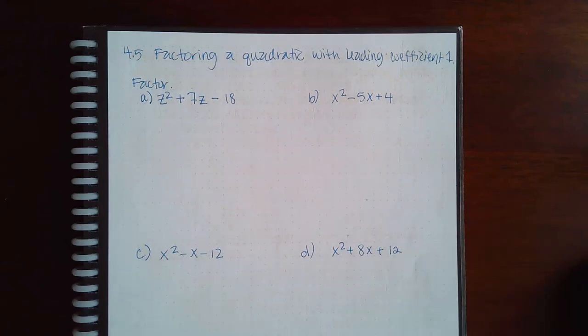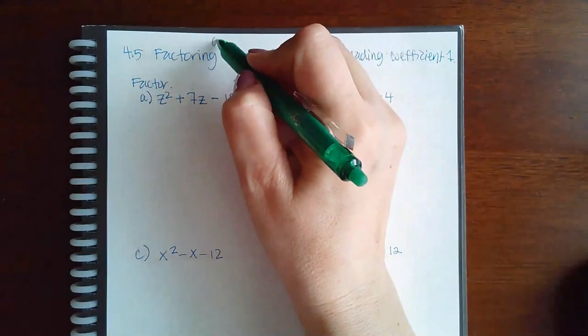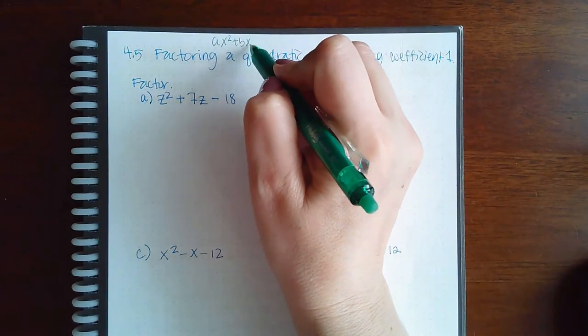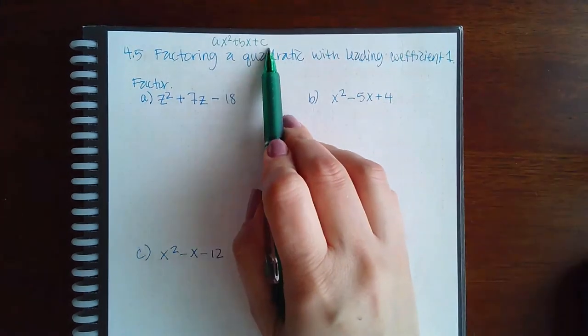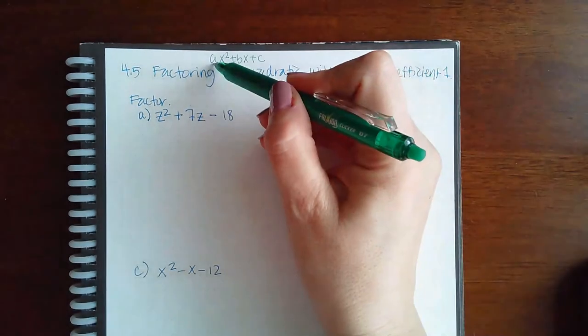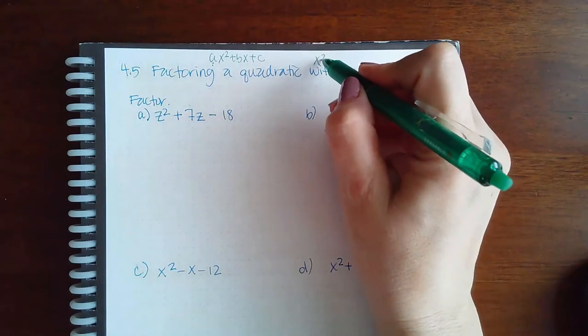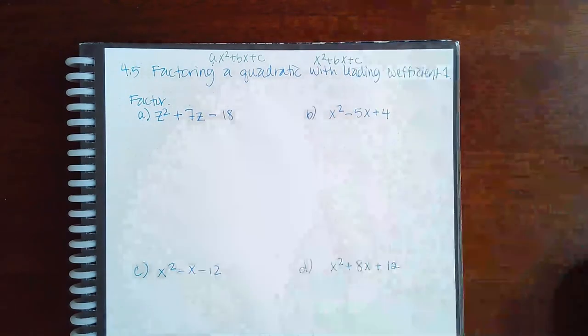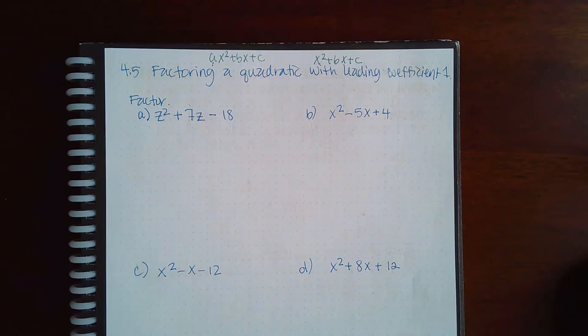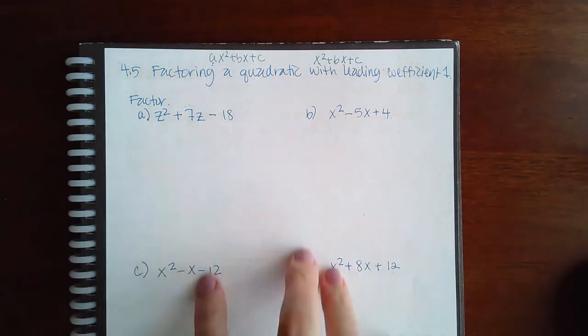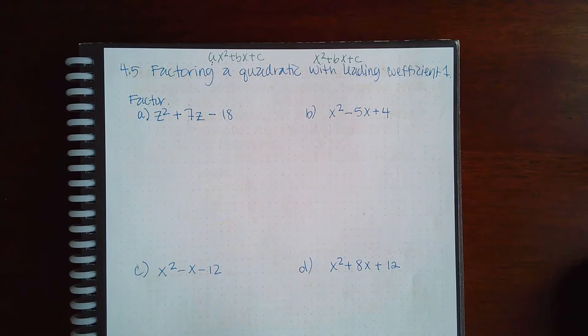Here we have factoring a quadratic with leading coefficient of 1. When we're doing these problems, there are two different kinds of quadratics or trinomials. The difference is that when you have ax squared plus bx plus c, or any trinomial, if this a is 1, it looks like this, and there's no number in the front. That's what these are. These are all problems with a leading coefficient of 1.